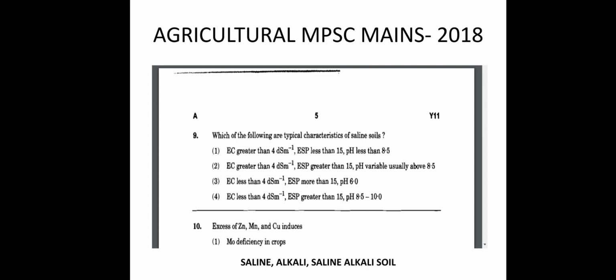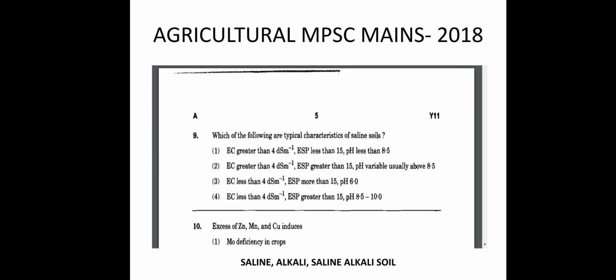Now Agricultural MPSC Mains 2018, they asked the question: which of the following are typical characteristics of saline soil? First, EC greater than 4 decisiemens per meter, ESP less than 15, pH less than 8.5. Second, EC greater than 4 decisiemens per meter, ESP greater than 15, pH variable usually above 8.5. Third, EC less than 4 decisiemens per meter, ESP more than 15, pH is equal to 6. Fourth, EC less than 4 decisiemens per meter, ESP greater than 15, pH 8.5 to 10.